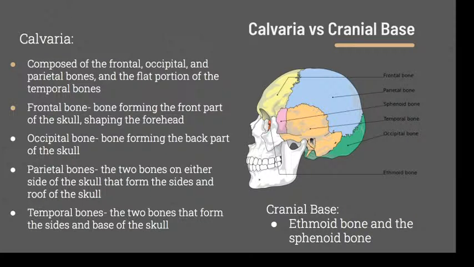So the calvaria is the dome-shaped superior portion of the cranium. It is composed of frontal, occipital, and parietal bones, and the flat portion of the temporal bones. The cranial base is composed of the two remaining cranial bones, which are the ethmoid bone and the sphenoid bone.